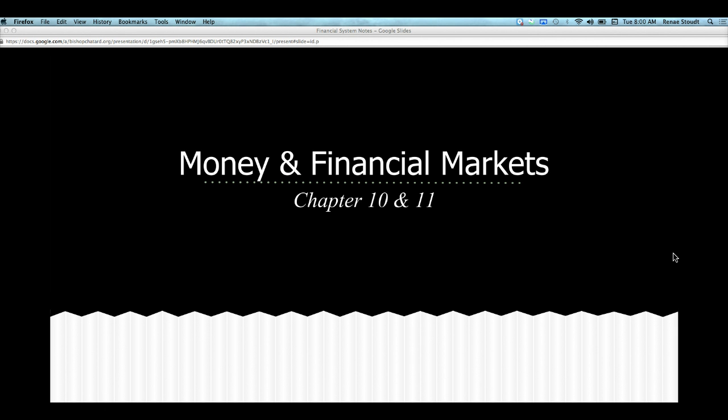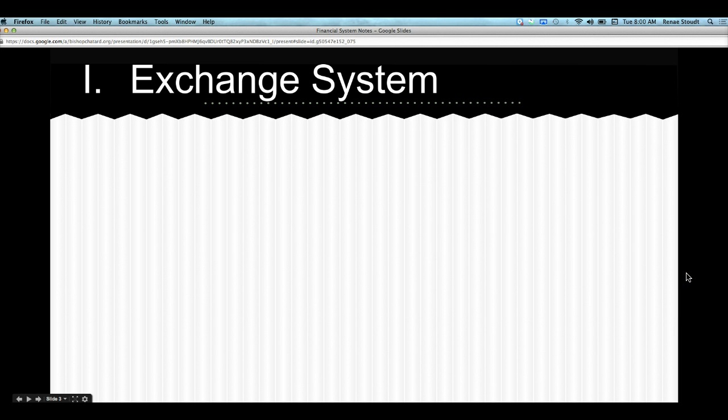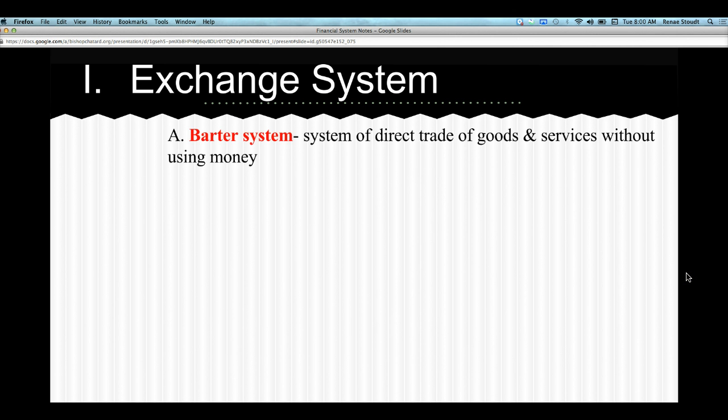So FYI. Okay, so first thing we're starting with is the exchange system. There are lots of different ways that you could acquire products. Obviously, one of the ways we just kind of looked at is the barter system, when you were trading your corn for your wood or the hides or the axes or the shoes or whatever. The barter system is this direct trade of goods and services without actually using money. And we've come a long way from it, but there are still times where we still use it.